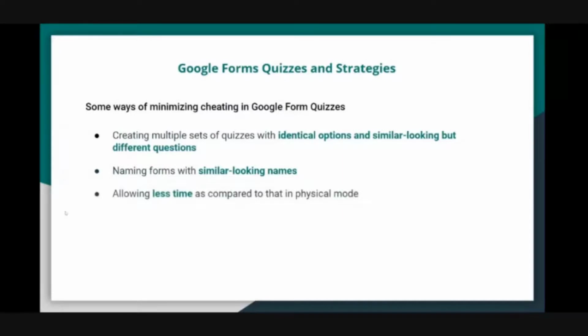Then the third strategy, which many people have used in the last year, is that if you were going to give, say, 45 minutes to solve a quiz in a physical mode, if they were sitting in class and solving, you can give significantly less time than that to do it in an online mode. So for example, if you give 45 minutes in a physical class, you can say it is just 30 minutes online. It is okay if nobody gets 100%, that is okay, because you are giving less time, right? You are accommodating for that already.